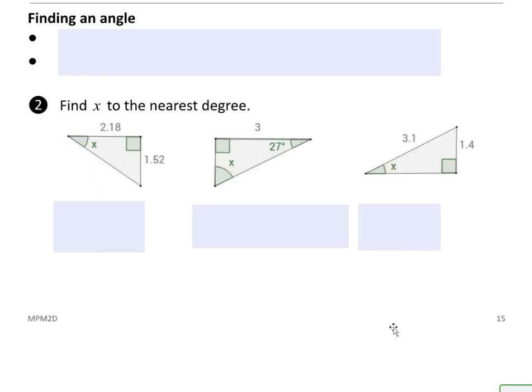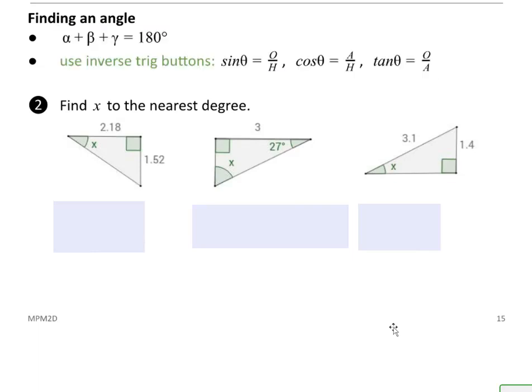All right, this is the second half of the first page. We're going to find the angles now. Now, there's two different ways. The first way, I'm using Greek letters. Alpha, beta, and gamma add up to equal 180 degrees. Basically, just the three angles inside a triangle add up to 180 degrees.